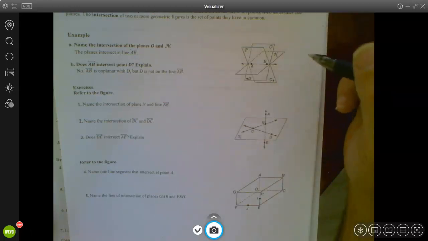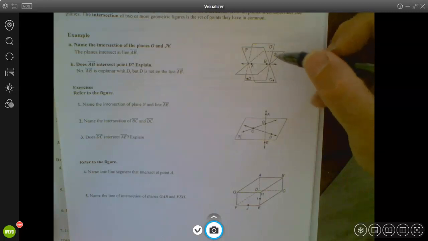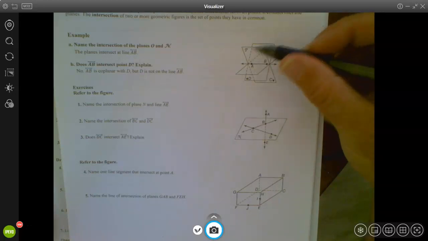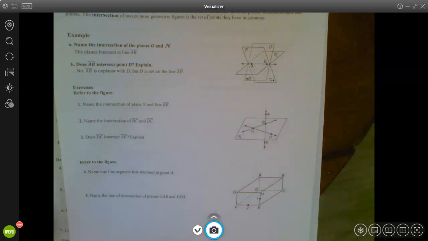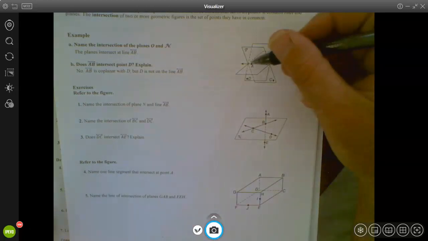Well, what happens when 2 planes intersect? So you can see there are 3 planes right here that are intersecting. And where 3 planes or 2 planes intersect, they always intersect at a line. So 2 planes, at least 2 planes, when they intersect, they always intersect at a line.